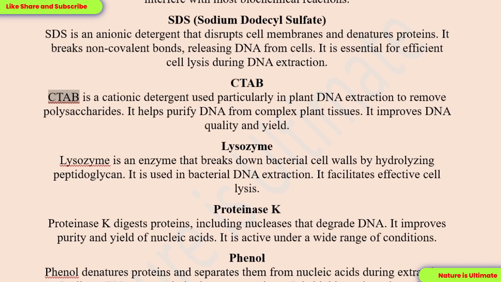CTAB. CTAB is a cationic detergent used particularly in plant DNA extraction to remove polysaccharides. It helps purify DNA from complex plant tissues. It improves DNA quality and yield.